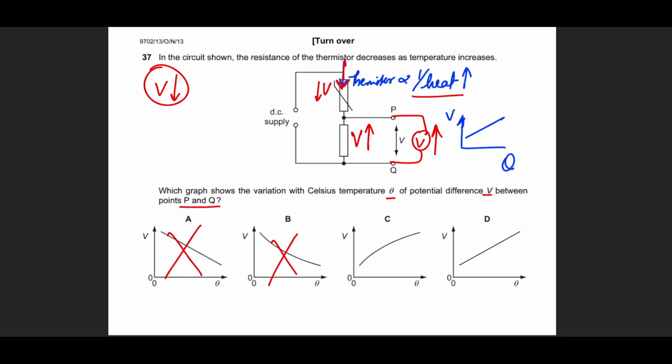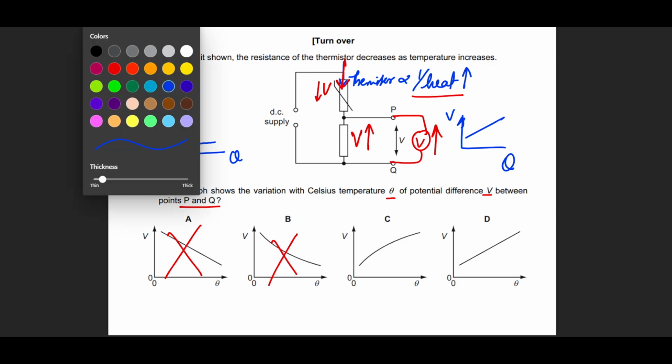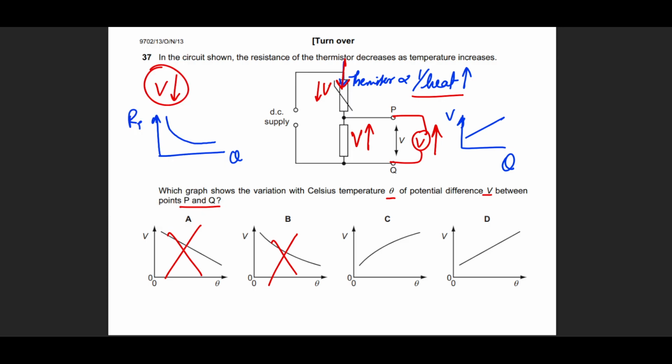Now we understand that the behavior of the thermistor with respect to heat is an inversely proportional relationship. So since this is a non-linear system, I will expect that the best option out of this will be a non-linear answer. If this had been a straight line, then I could have inclined towards a straight line answer, which is option D.